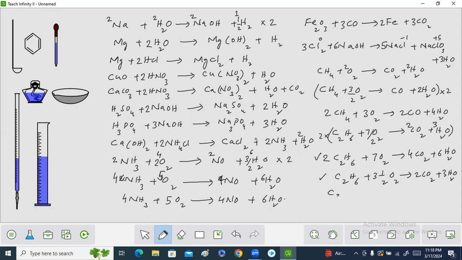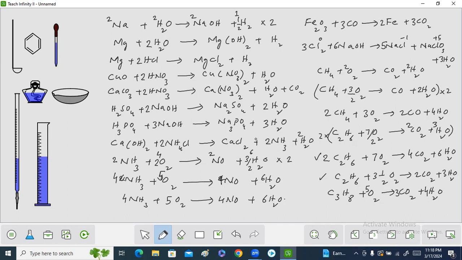If we have propane, C3H8, and it reacts with oxygen, you will get carbon dioxide and water. There are 3 carbons, so you can put 3 here, 8 hydrogen, you can put 4 here. Now 3 times 2, 6 plus 4, 10, so 5O2. This is the balanced chemical equation.